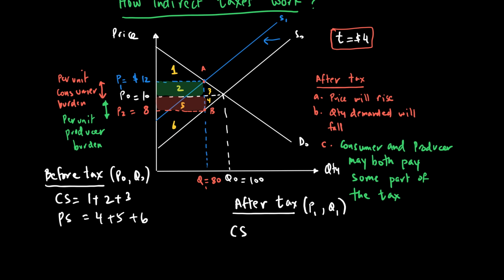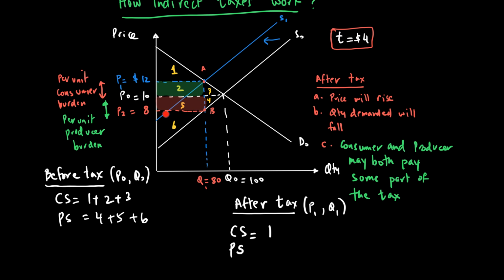So what's my consumer surplus? Consumer surplus will be basically this region, area 1, and producer surplus will be 12 minus 8, because ultimately the producer is only getting 8.